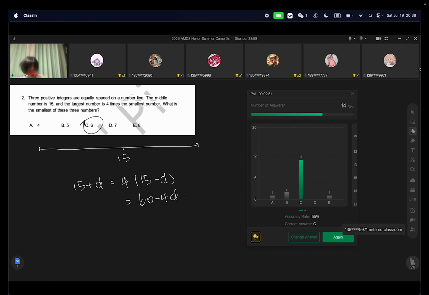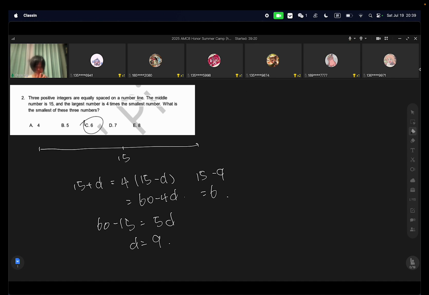That means 15 plus d equals 4 times (15 minus d), which is 60 minus 4d. And then we have 60 minus 15 is the same as 4d plus d, which is 5d, and d is going to end up being 9. So therefore, our answer is going to be the middle number minus 9, which is 6. And then we have our answer. Are there any questions? If not, we can have a 5-minute break.